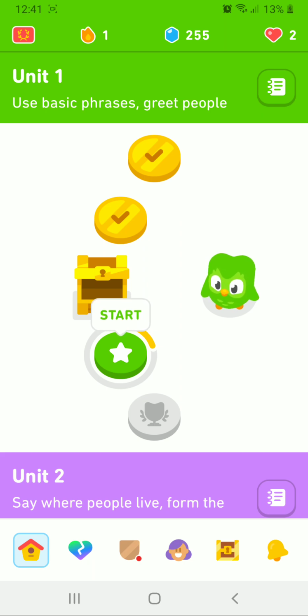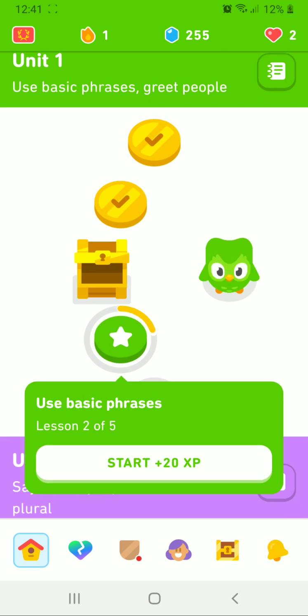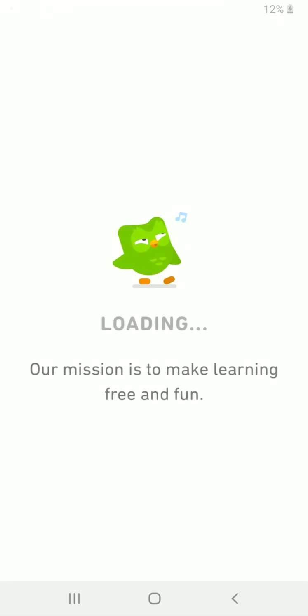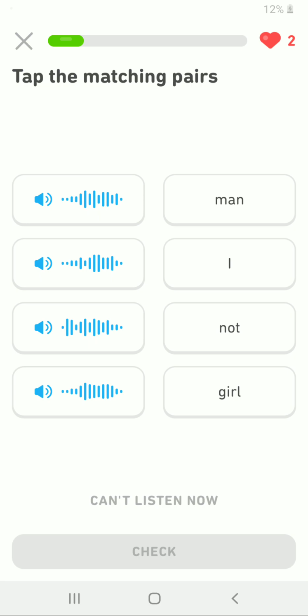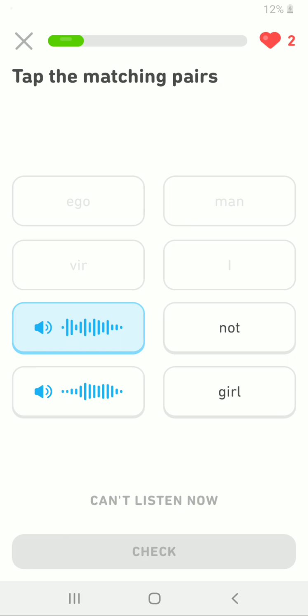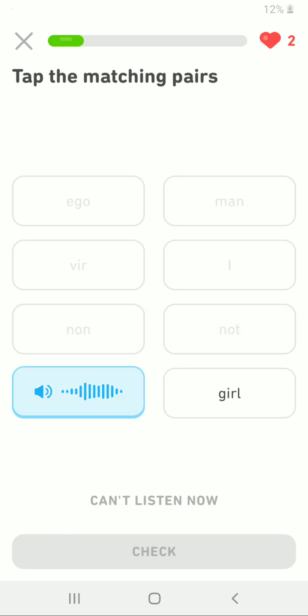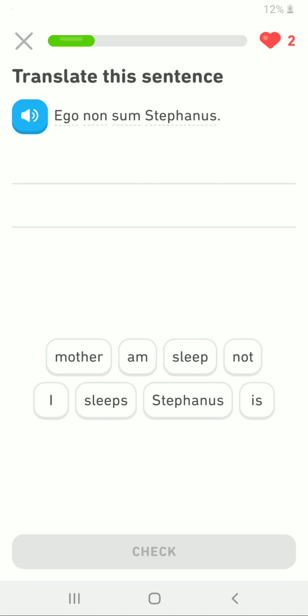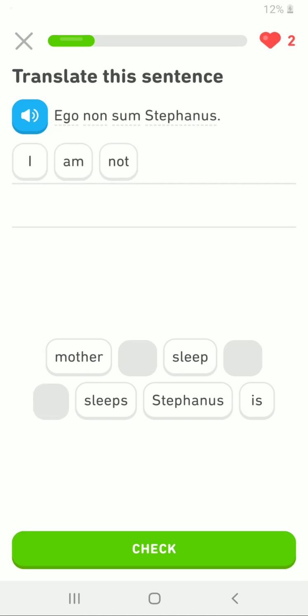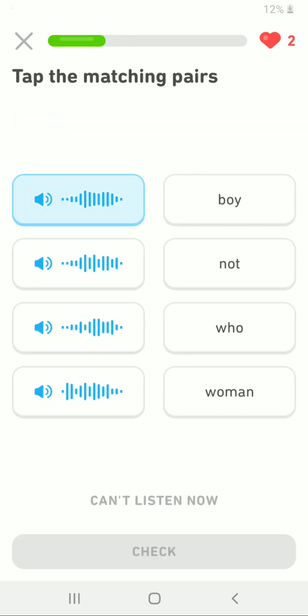Alright, so welcome back and let's do the second part. So one is down, we still have 4 up. Ego, it's I, of course. Vir, it's man. Non, it's not. And puella, it's girl. It's a lot of repetition, of course. Ego non sum Stephanus. I am not Stephanus.